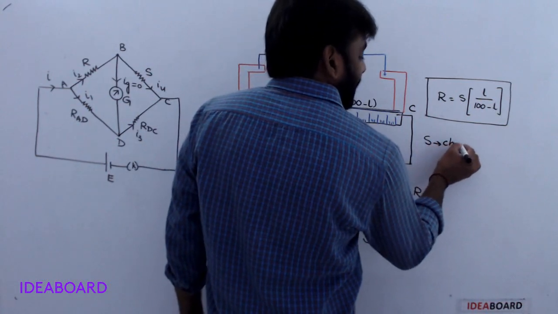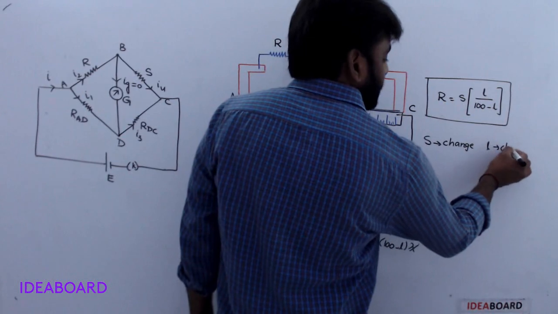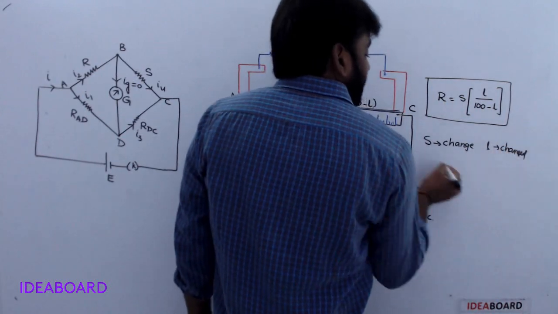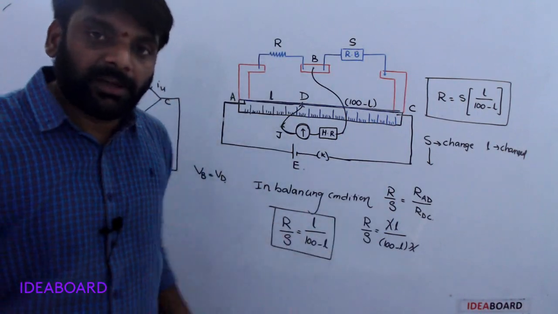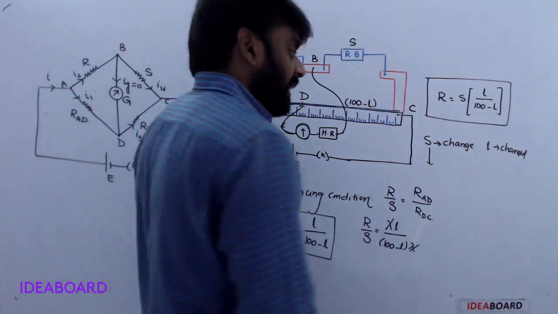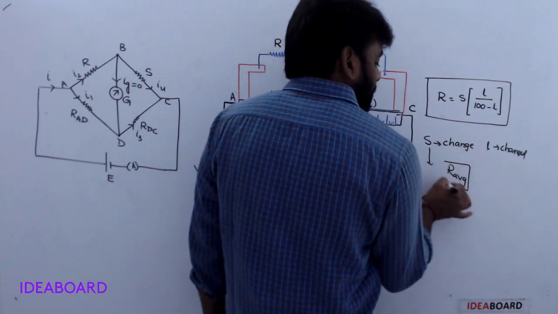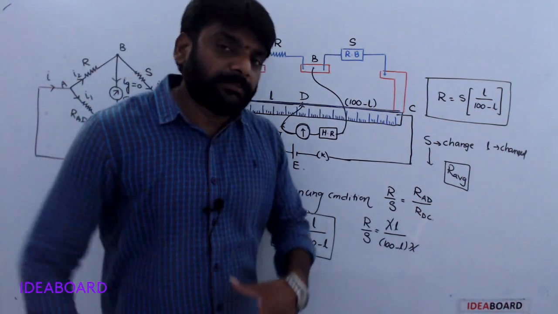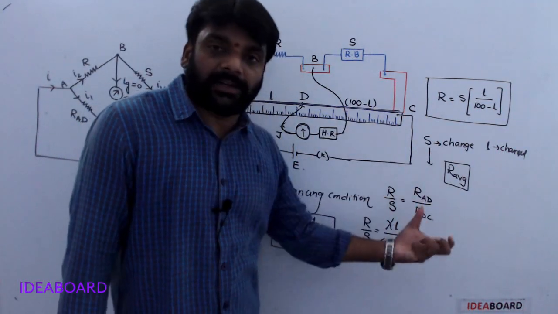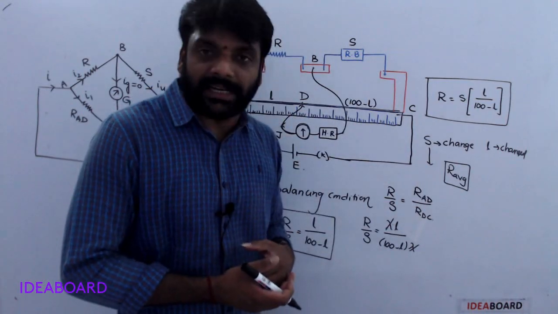S change means at the same time balancing length is also changed. This experiment is repeated a number of times to eliminate the error. Finally, you consider the average value, to remove or decrease the error.